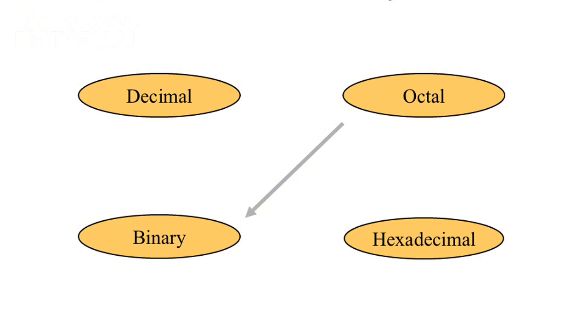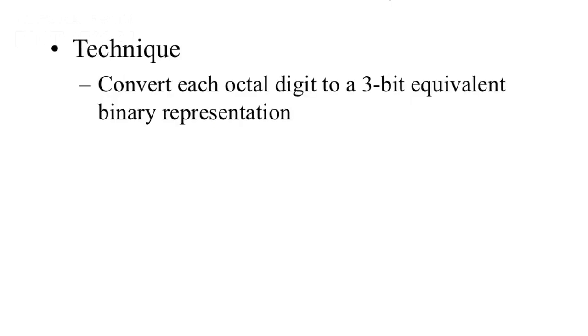Octal, decimal, binary, and hexadecimal are all interrelated, and understanding these conversions is crucial. To convert an octal number to binary, we convert each octal digit to its 3-bit binary equivalent. This method ensures accuracy and simplicity in the conversion process.